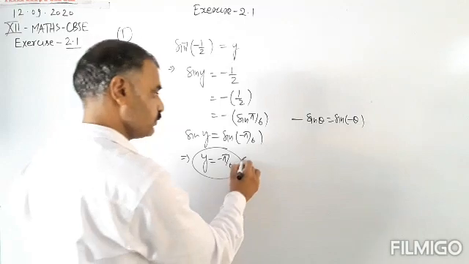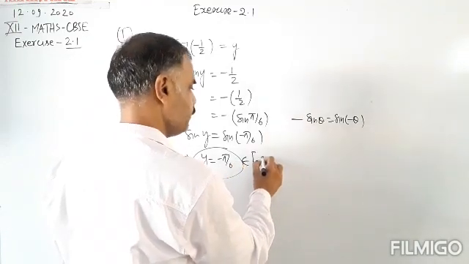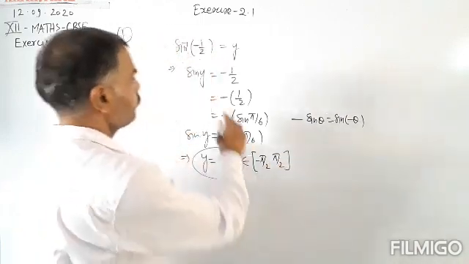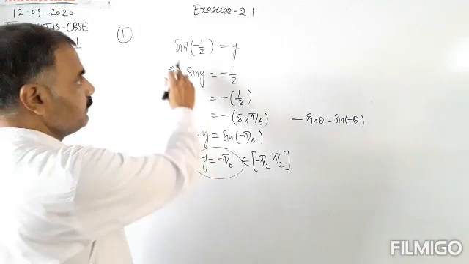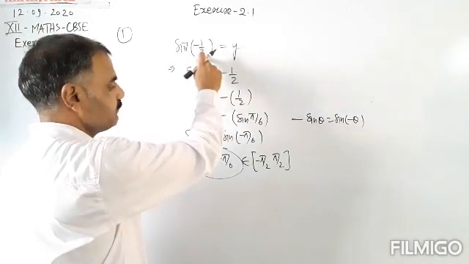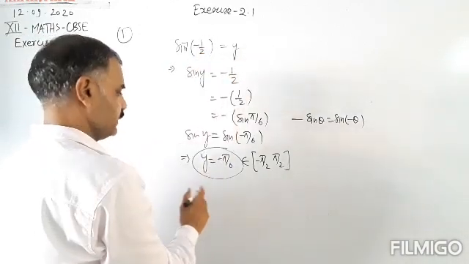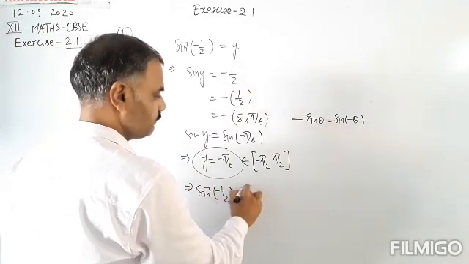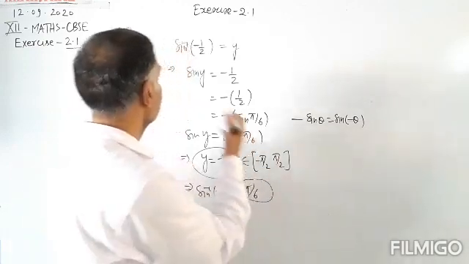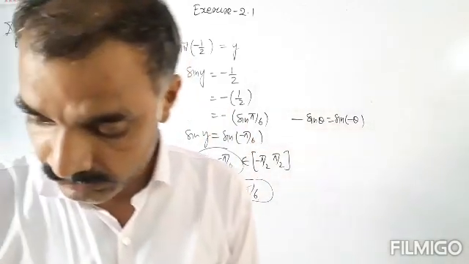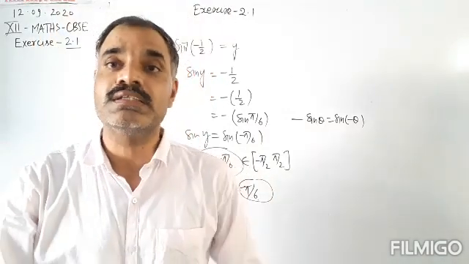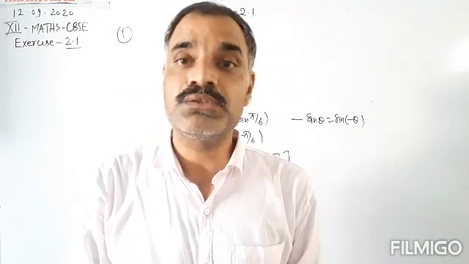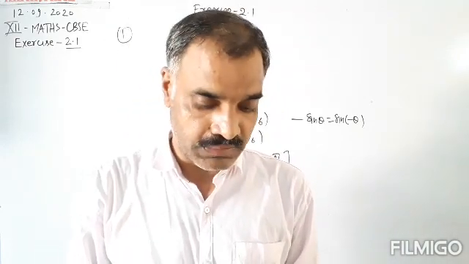This belongs to the principal value branch of sine inverse x, that is minus pi by 2 to pi by 2. So the principal value of sine inverse minus 1 by 2 is minus pi by 6. This is the answer for question number 1. Now let us have the next question, question number 4.